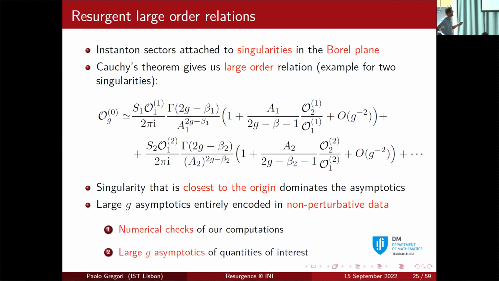Another tool that we will be using, and that I'm sure most of you have seen before, is resurgent large order relations, which I will very often call large genus asymptotics. Genus because, as I said, our expansions are topological expansions, so they are expansions in the genus of the surface. And we all know that singularities in the Borel planes are attached to non-perturbative sectors, and by a smart application of Cauchy's theorem in the Borel plane, we get a relation for the large order of the coefficients of the perturbative sector in terms of all the non-perturbative data associated to the other non-perturbative sectors.